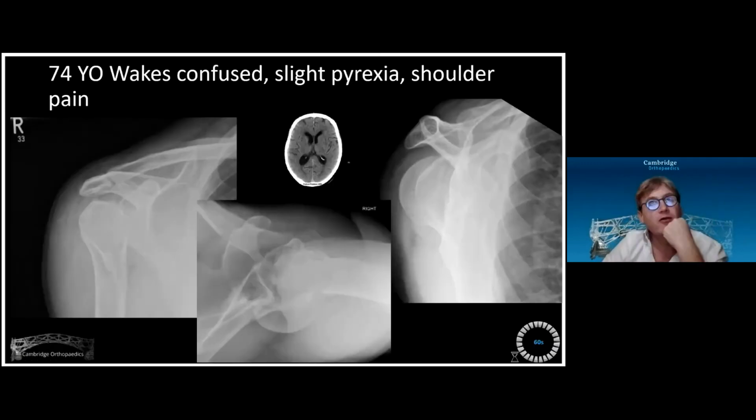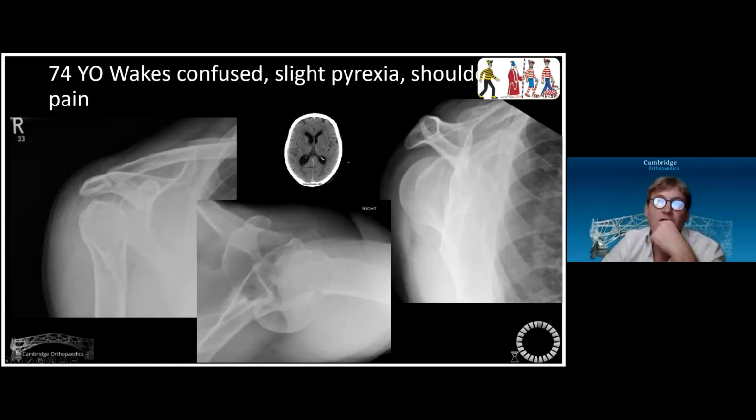So here we have a 74-year-old who wakes confused, slightly pyrexial, and has shoulder pain. Likely having seizure activity, that's why the CT head is there. Slightly more complex, so I'm going to give you 60 seconds, and we want to find again all 5 of the usual suspects.